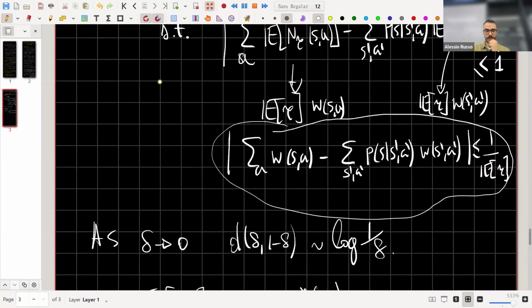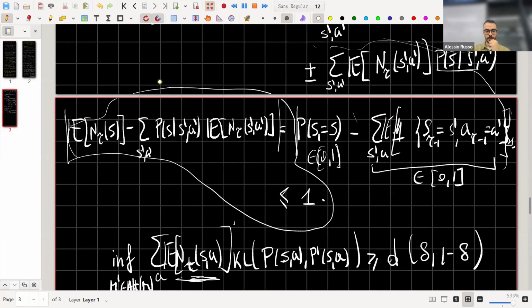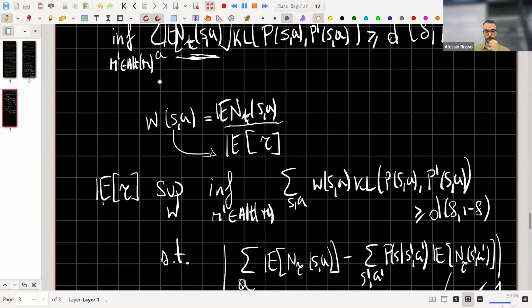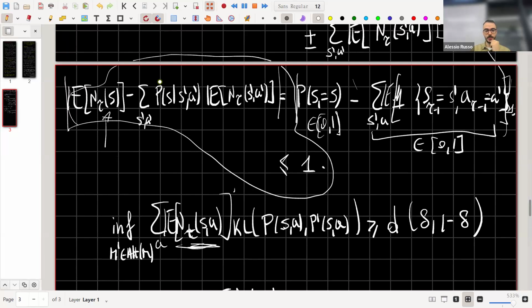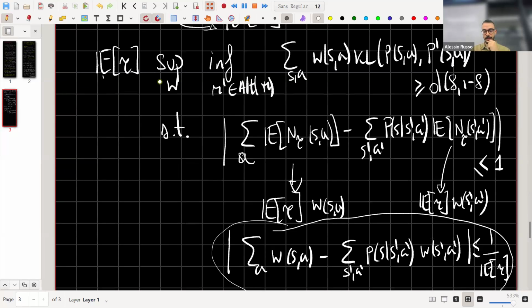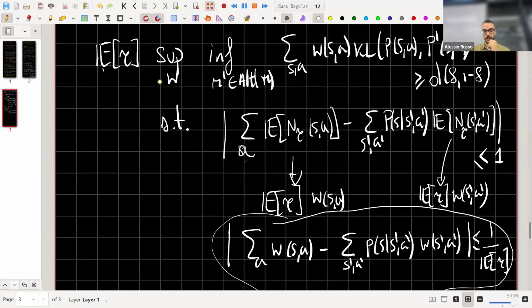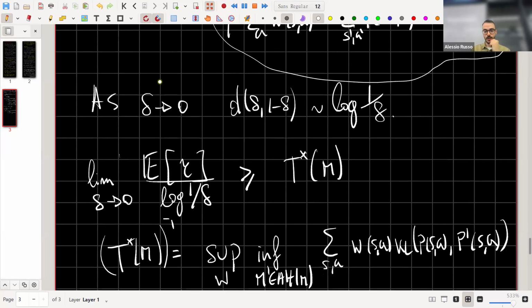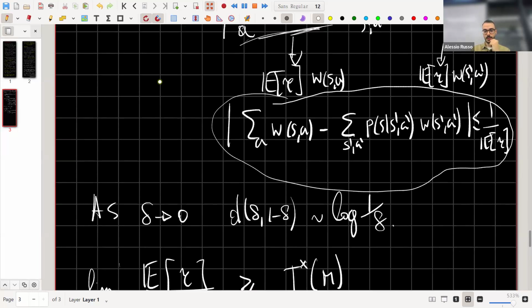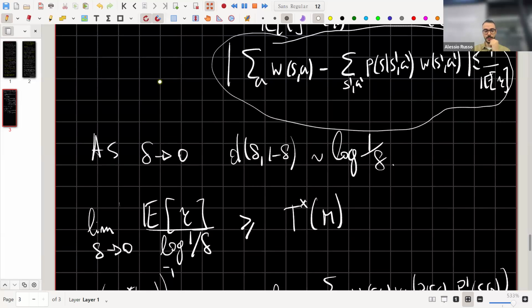So something that probably I didn't say before. In the navigation constraint here, we had the expected number of visits of state S. This is also equal to the sum over actions of the expected number of visits of SA, which is what I used here. Then basically what I did here was to divide by the sample complexity.